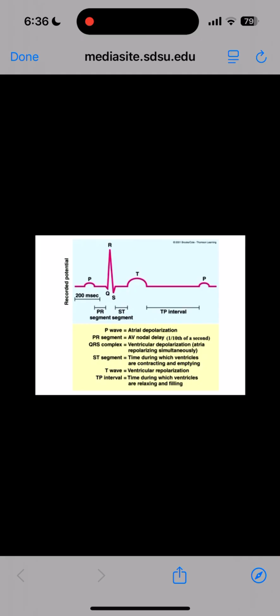Okay, when we do record an ECG, as we talked about in the heart demonstration lab or the video, there are 3 different waveforms that are produced. We have the P wave, the QRS complex, and the T wave. The P wave is when the atrial cells depolarize, and then there is a section here between the P wave up to the first QRS complex.